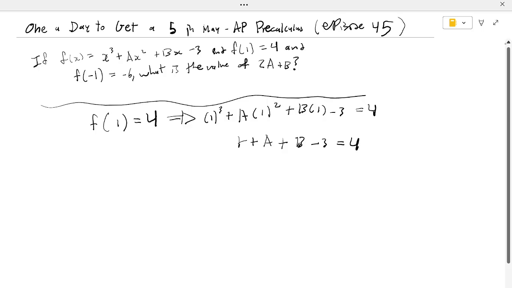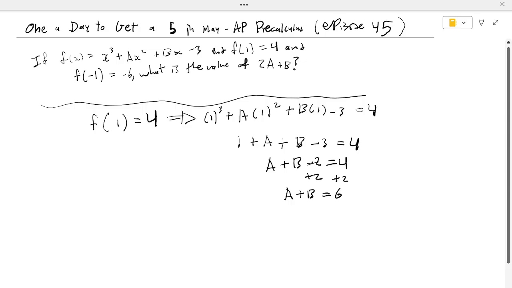So, a plus b, and then we have a negative 3 and a 1, so that's going to be minus 2 is equal to 4. So, a plus b is equal to 6. Okay.